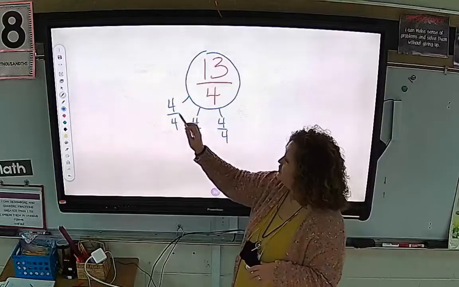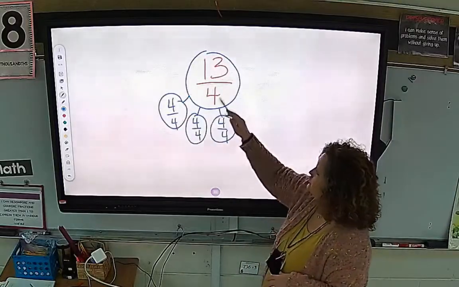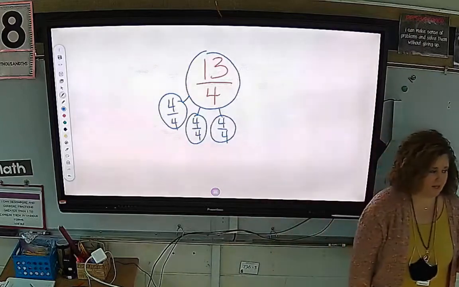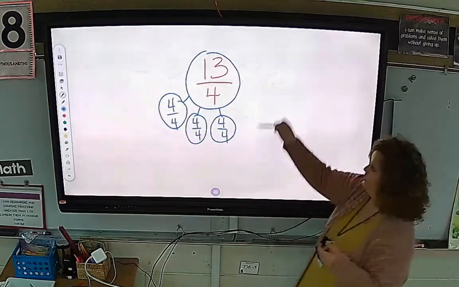And Bailey just told us that all of these make 12. So if I take 12 away from 13, how many do I have left? Yeah, 1/4.